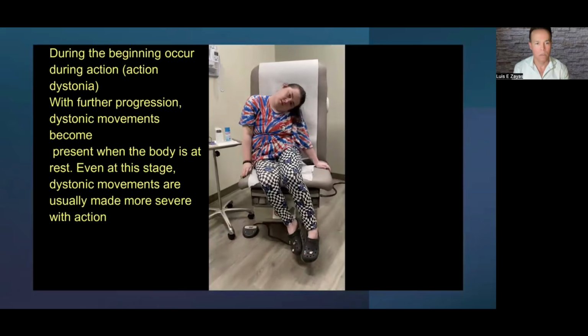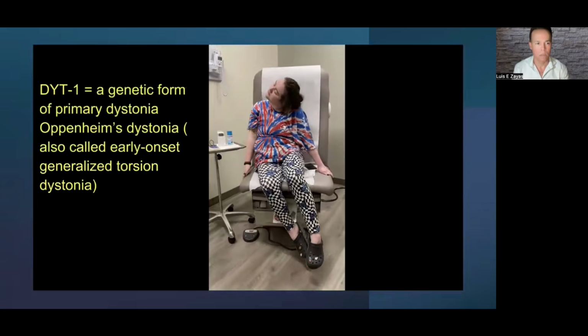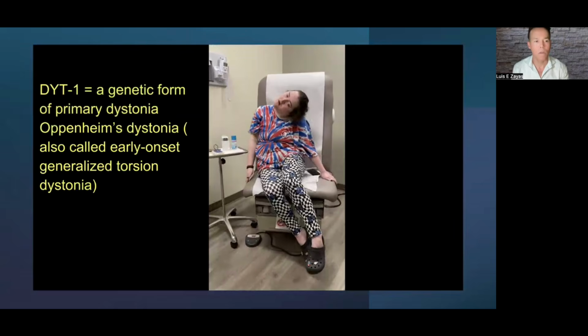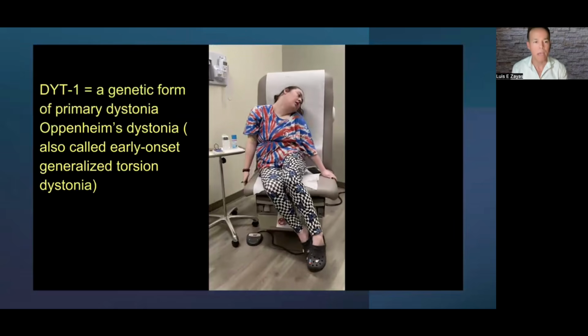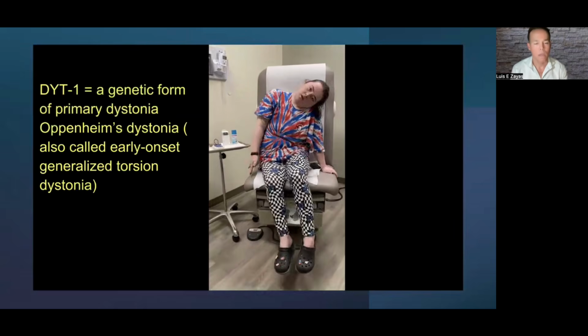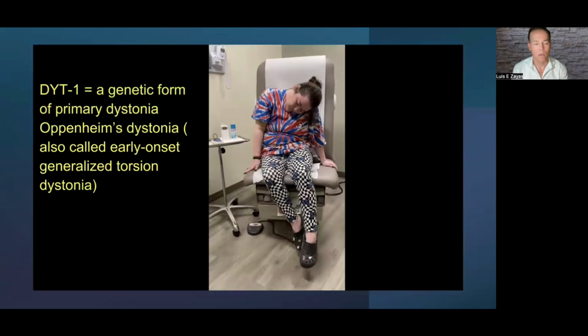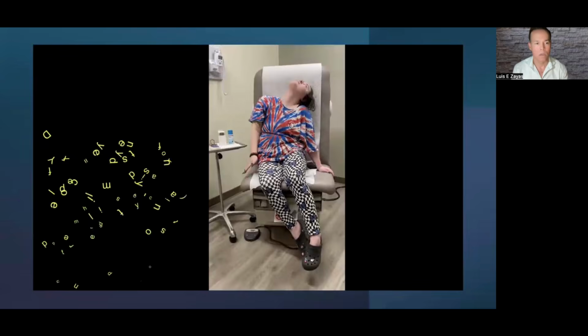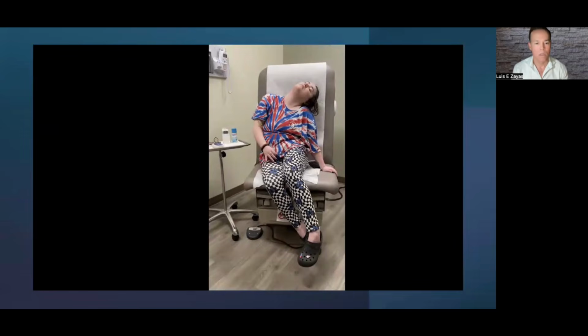Now turn the head to the right. So this is what we call primary dystonia, Oppenheim dystonia. Those patients do very, very well with deep brain stimulation.